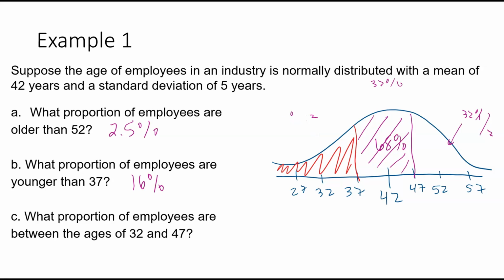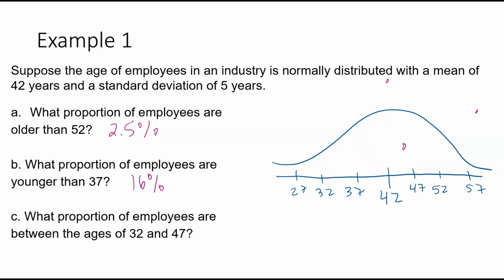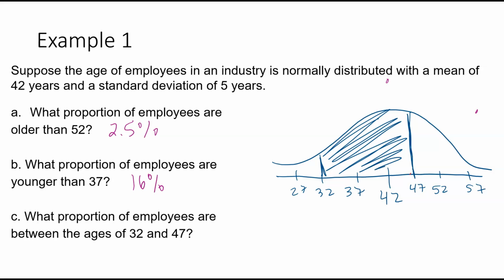All right, so now we want to know about between. So let's take a peek here. So between 32 and 47 here. So this is what we're after, this section right here. So we know that the whole thing is 100. So we want to take away all these pieces. So how much is left in this tail here?